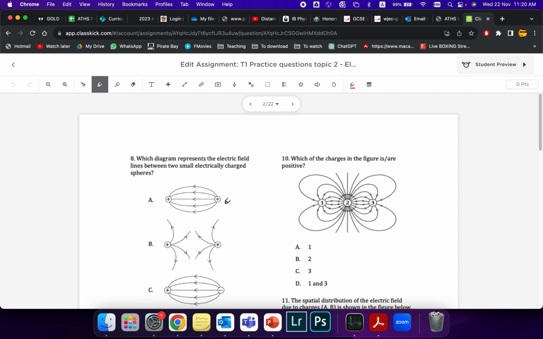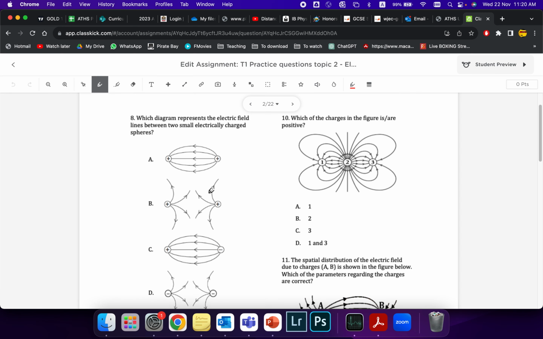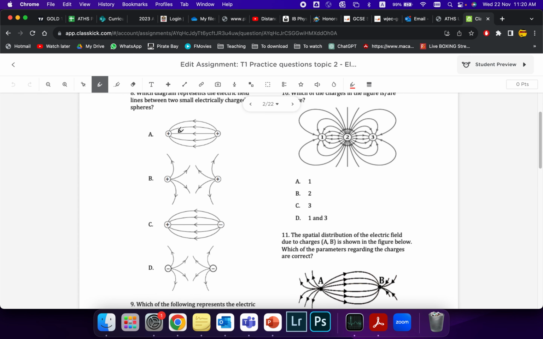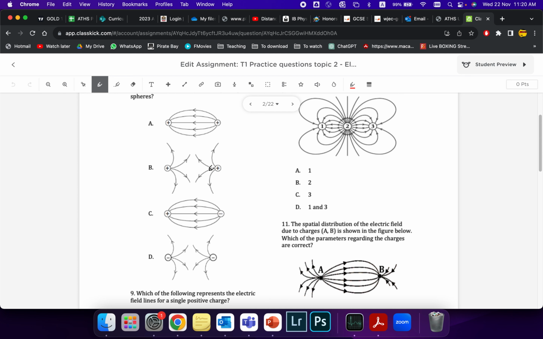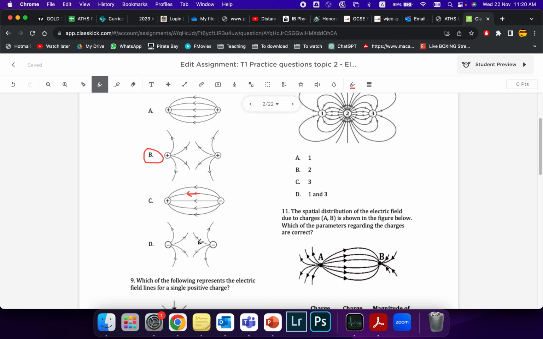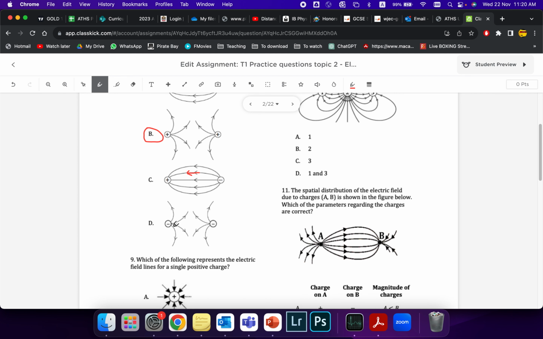We've got some more diagrams. Which of these are good? These should be really straightforward. That's wrong because they're both plus, and they will not do that. This is true because they're plus, they will repel. This is wrong because the arrows are going the wrong way. And this is also wrong because the arrows are going the wrong way. They should be facing inwards here.